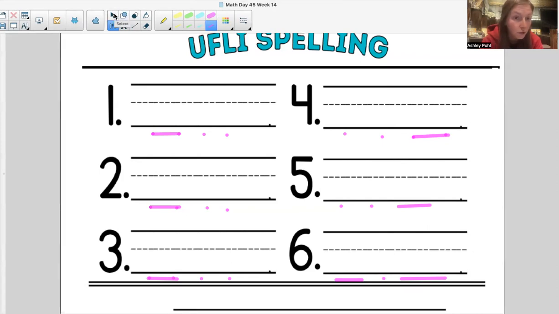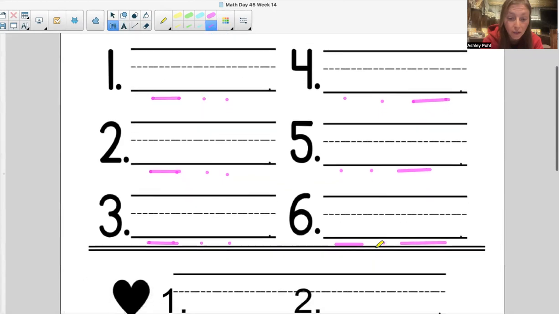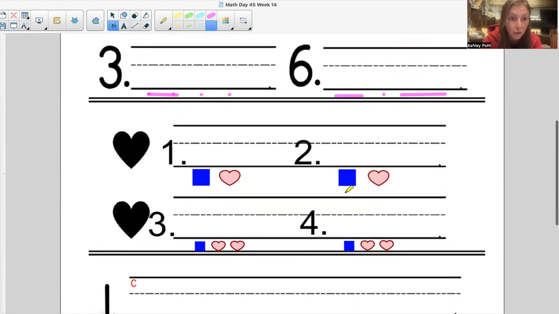Before moving on to our heart words, I just want to make sure that you double check your work. We have this, that, then, with, math, and thick. Double check your words and we'll move on to the next section. All right.